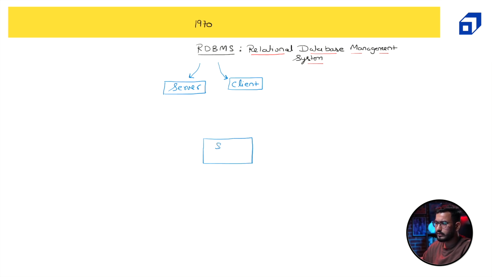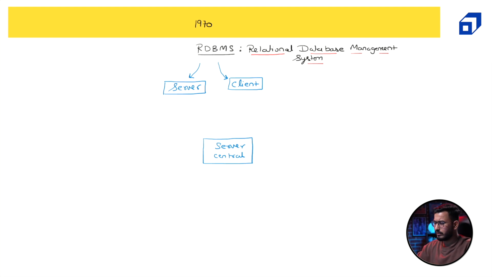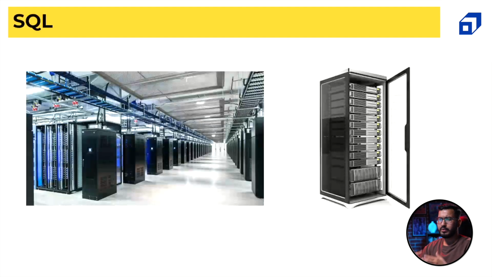So this is a server and this is a central storage. So I'll write central. Now, if you haven't looked into any kind of server, you can quickly check out Google Data Center, and there is a video which will help you understand what a Google Data Center looks like. But I have some pictures over here which can help you understand.